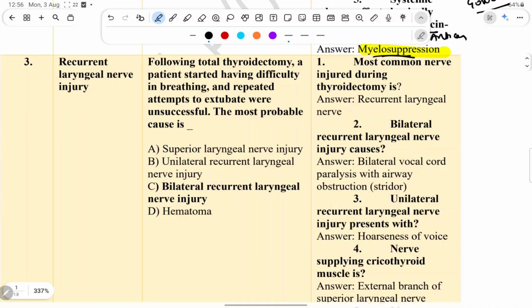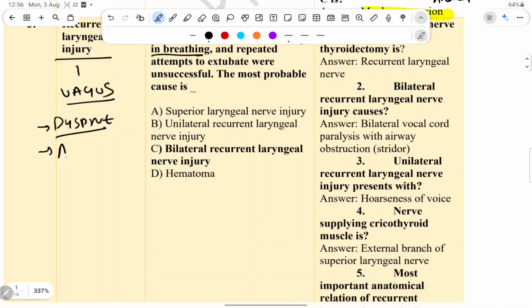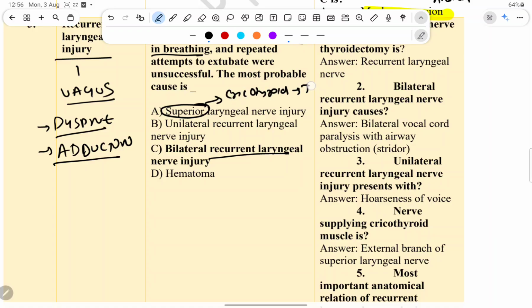Next topic is the recurrent laryngeal nerve. We all know the recurrent laryngeal nerve is a branch of the vagus nerve. Following total thyroidectomy, a patient started to have difficulty in breathing, dyspnea, and repeated attempts to extubate were unsuccessful. This means that there is adduction. So most commonly it is a bilateral recurrent laryngeal nerve palsy. Superior laryngeal nerve palsy comes with different features, as the cricothyroid muscle is the main tensor. In unilateral palsy there will be compensation, so it cannot be the answer.